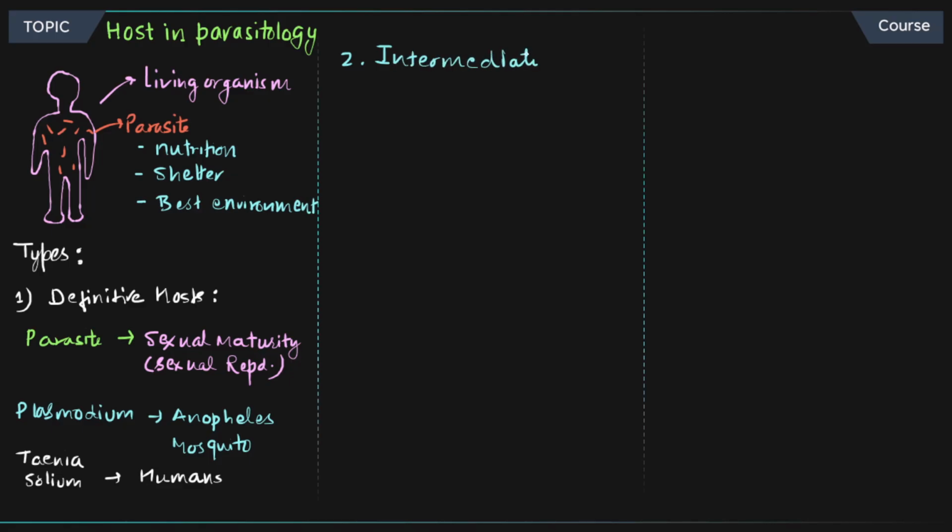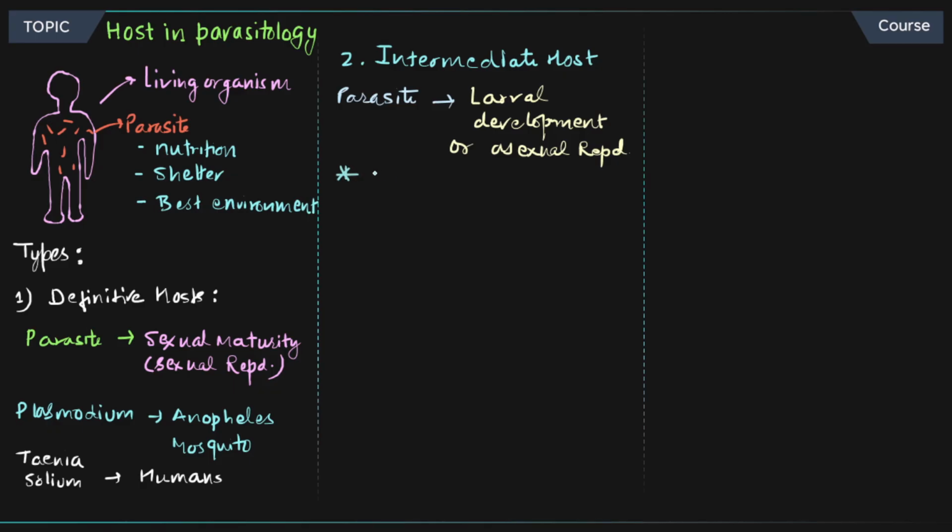Intermediate host. Obviously, the second part of the life cycle will be completed in this one. So the parasite will complete larval stage or larval development. And this is also the part where asexual reproduction of the life cycle happens. So if asexual reproduction is completed in this particular host, it will be called the intermediate host, right? So the part of the life cycle which is asexual reproduction will be completed in this one.